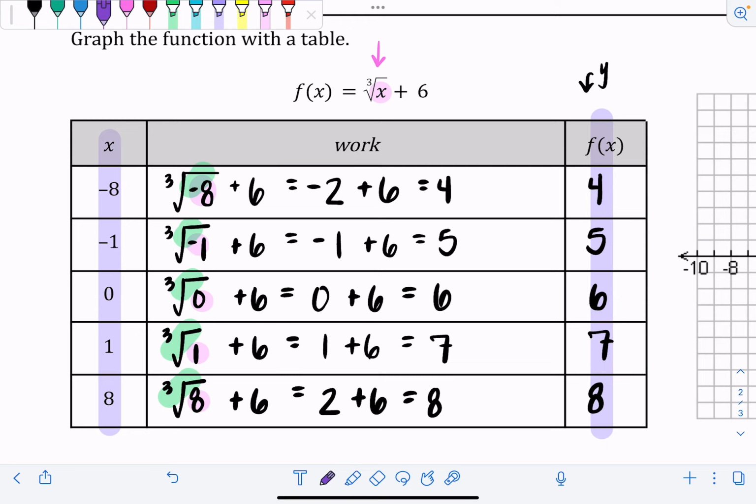So from the first row, it's -8, 4. From the second row is -1, 5. The third row, 0, 6. The fourth row, 1, 7. And then the fifth row, 8, 8.